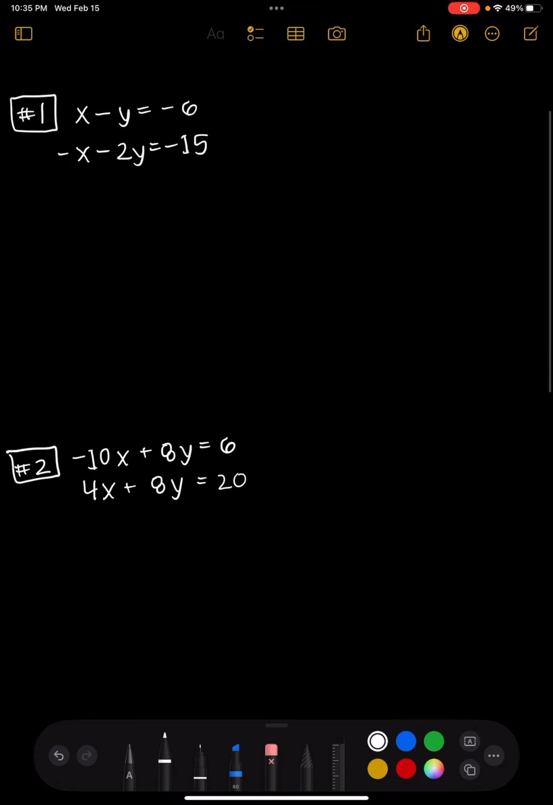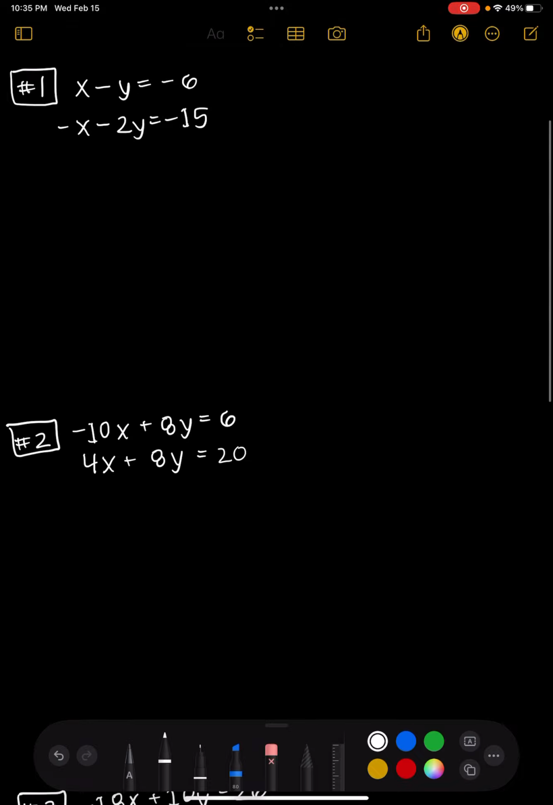So when we do elimination, what we're going to do is have them lined up like we talked about, and then just add the equations together. So add the x's together, add the y's together, add the things without the x's or y's together, and see what we come up with. The way that I like to do it is to draw a line below, just to show we're going to add these together.